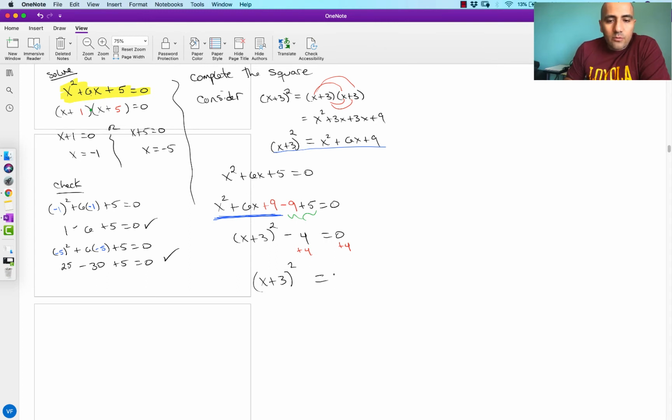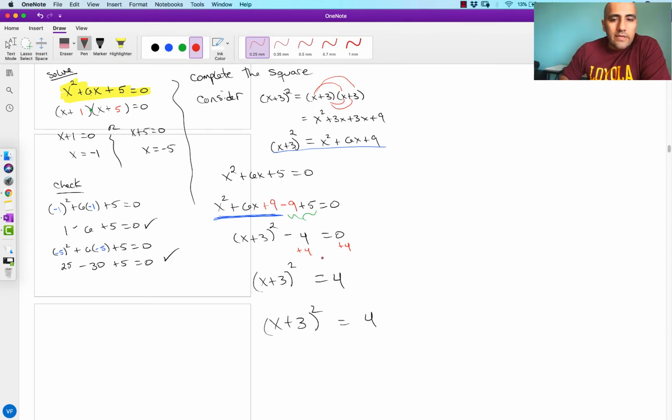equals positive 4. And now that lets me solve this with that easier method that we've learned. We can just take the square root of both sides. This side squared equals 4, so I'm going to take the square root of this side. That'll cancel with that square. And then do plus or minus the square root of that side, which then gives me the x plus 3.